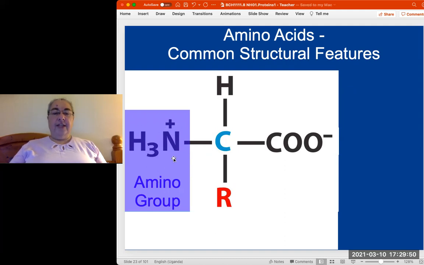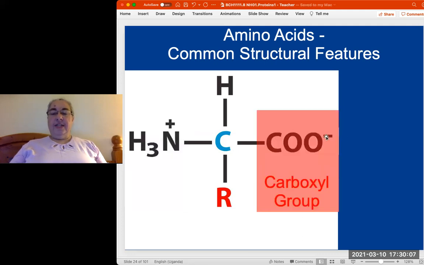The first of these is NH3, or an amino group. Of course, an amino group gives the molecule its name, amino acid. At this side, there is a carboxyl group, COOH, or in this case, COO minus, because we're looking at the ionized state. So this is also the ionized state of the amino group. So a carboxyl group at this side.